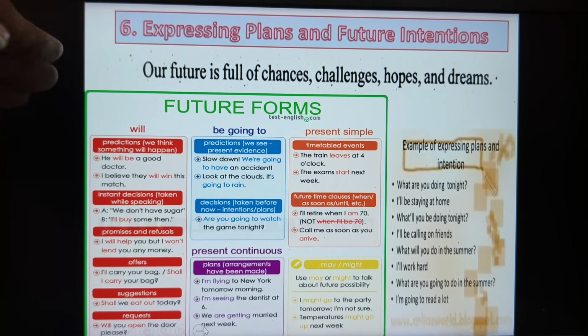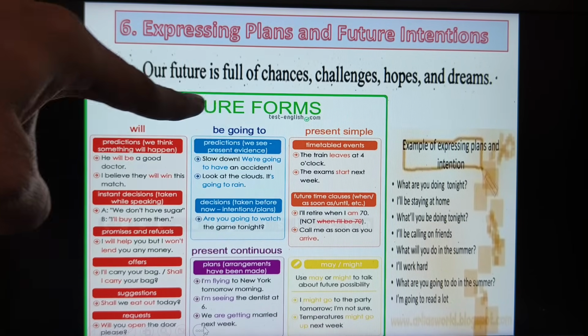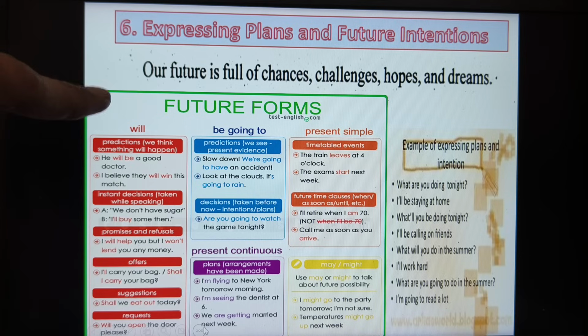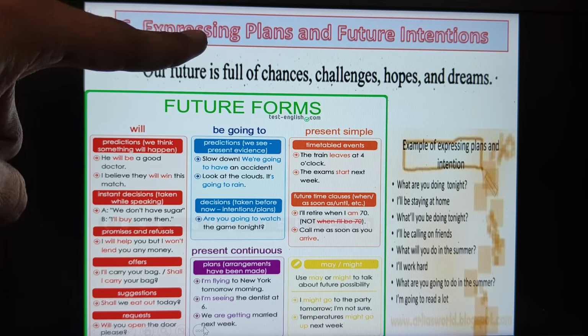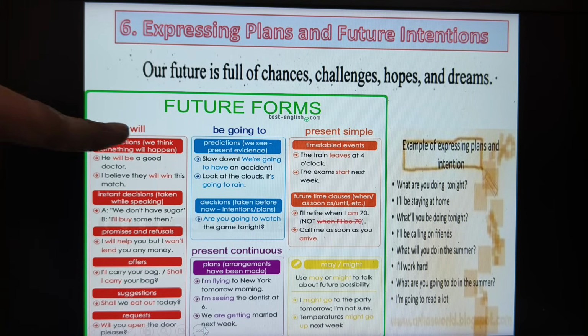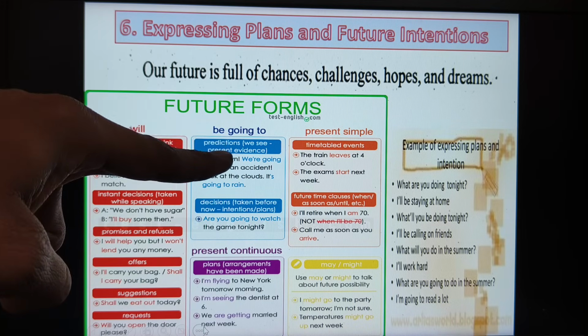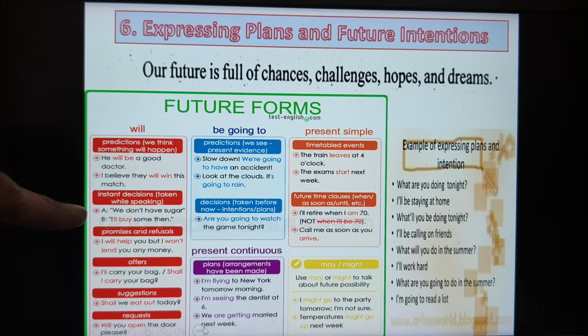Friends, if you look at this particular aspect, you look at how we explain or how we express our future plans and future intentions. We use will, be going to, and then present simple, and we also use present continuous. We make use of may, might, all these words in order to express our future plans and intentions.